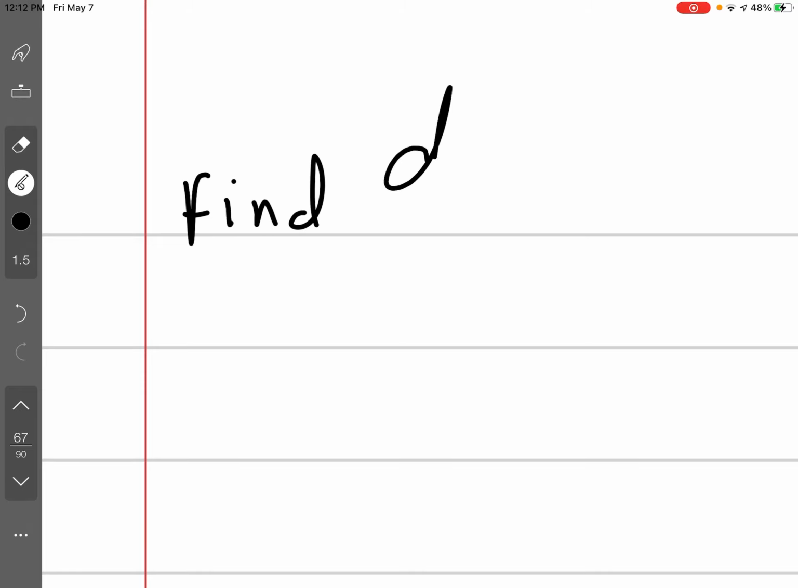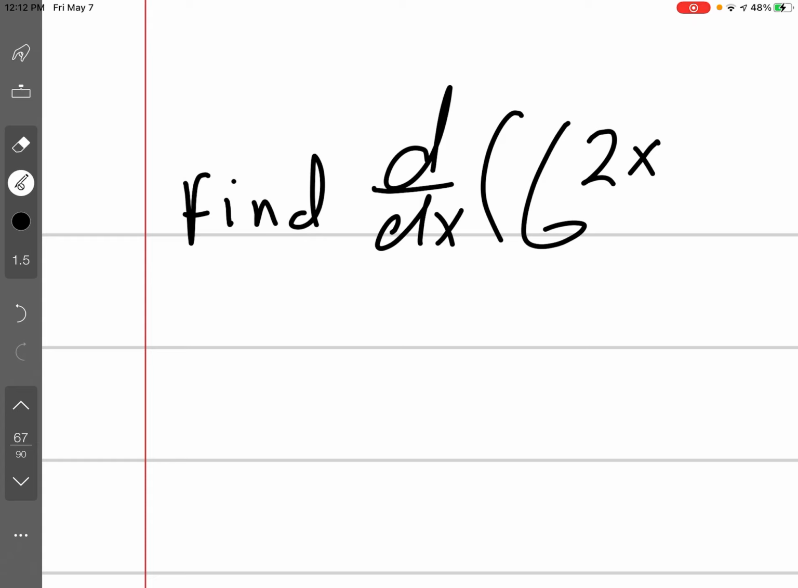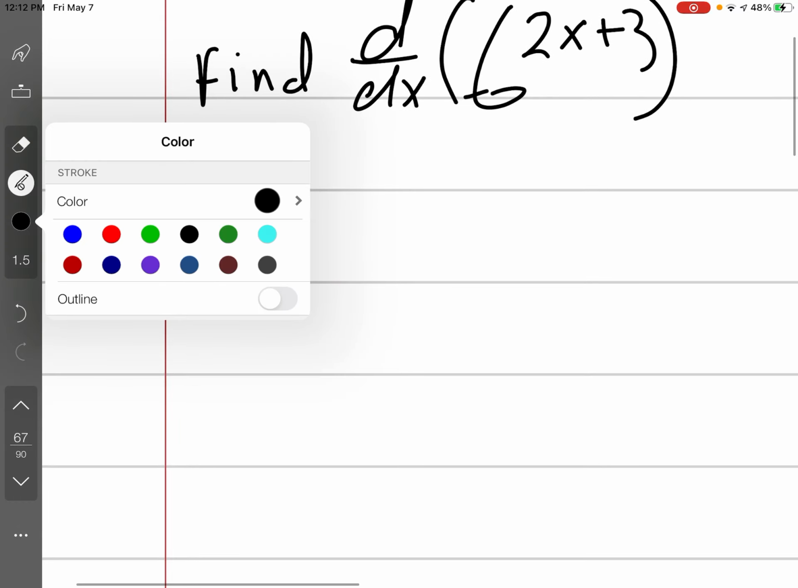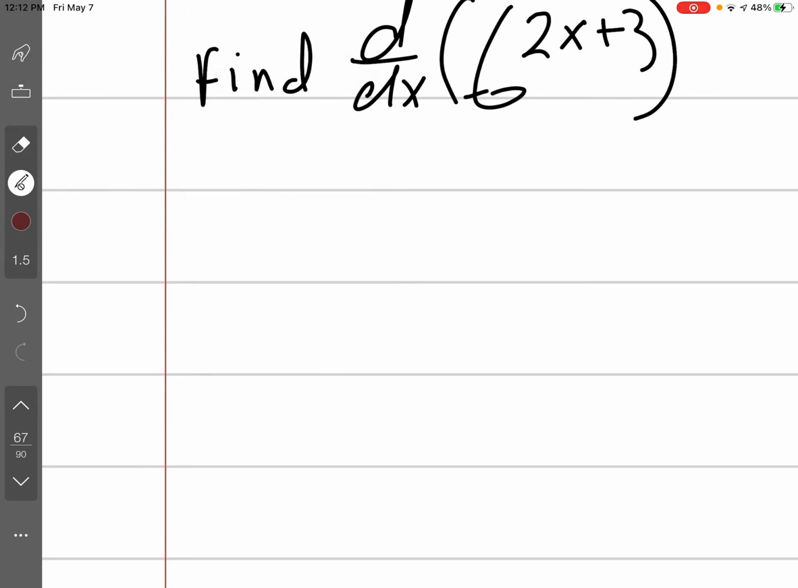Now let me show you quickly. In here they tell me to find the derivative, d over dx, of 6 to the 2x plus 3 power. I already told you d over dx is the derivative. So now we have to find that. Let's change some color.